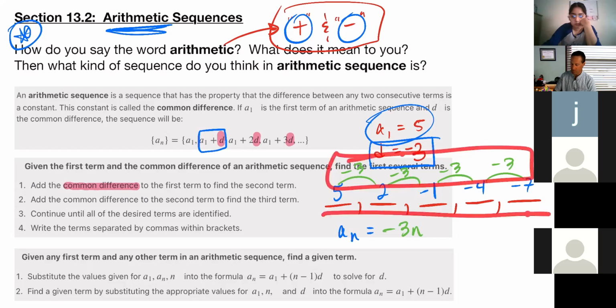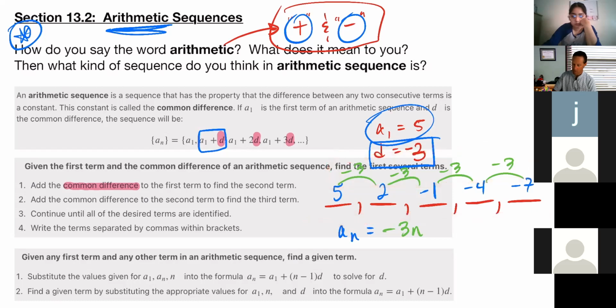Okay? The sequence is the list that I gave you here. But when you add or subtract by that -3 a bunch of times, well then I'm going to do it n times. And I know if I put in a 1 here, a 2 here, a 3, and so on, I should get those values, shouldn't I? The problem is when I put in 1 here, what do I get?